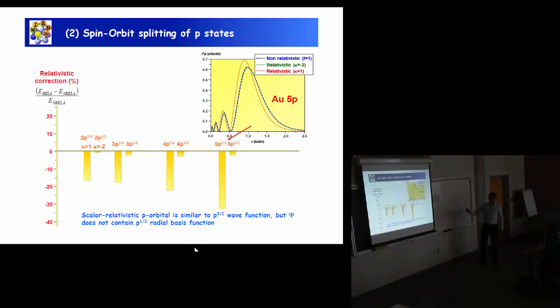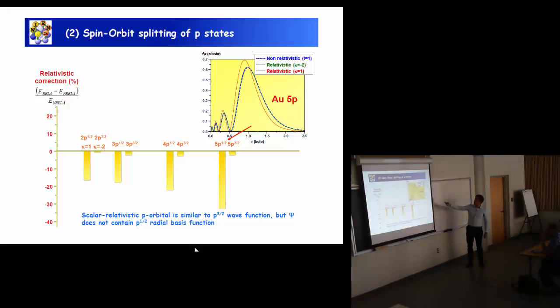So if you look at this, using these diagrams that give you the relativistic correction as a function of the orbitals, you see what will happen. For the p 3.5, which are in a way non-relativistic, because they don't feel so much difference, you see that the correction is very small. Nearly nothing happens.